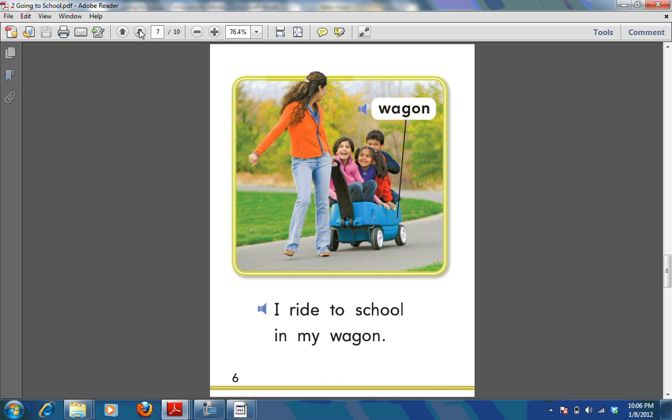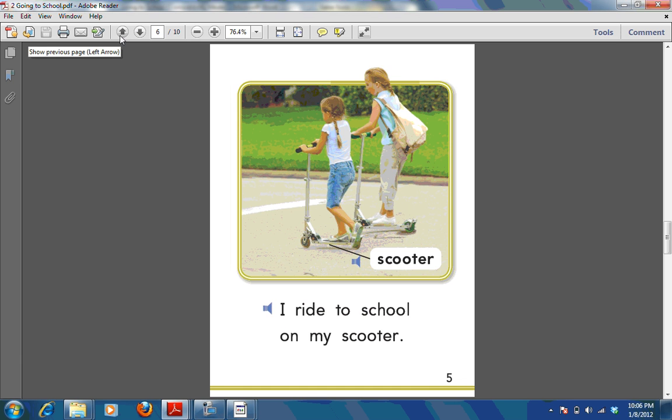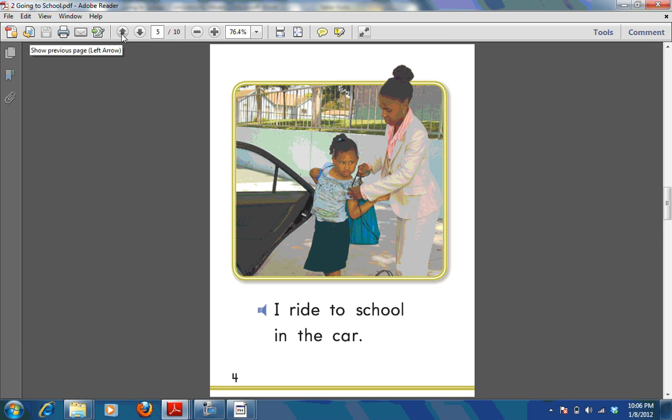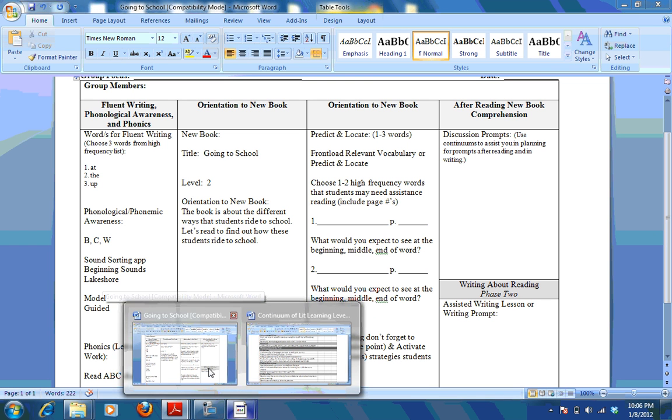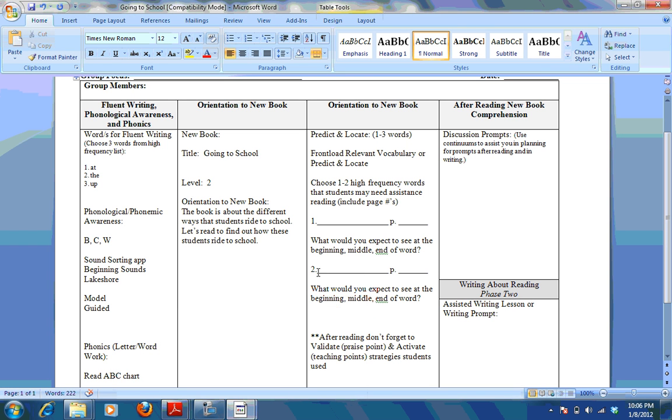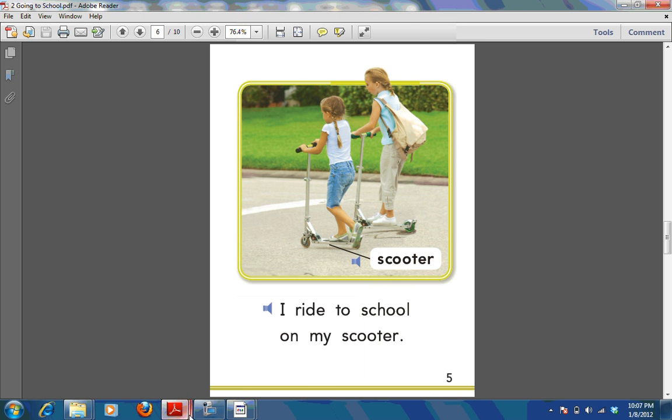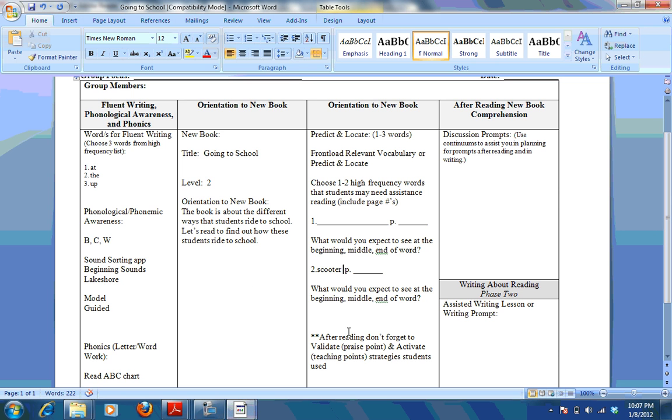So I'm thinking that I want to probably do this word scooter because that's a vocabulary word that they probably aren't familiar with. I doubt that anybody rides to school on their scooter. And so I want to make sure that they understand what that is, and plus we're not going to talk about that SC sound.